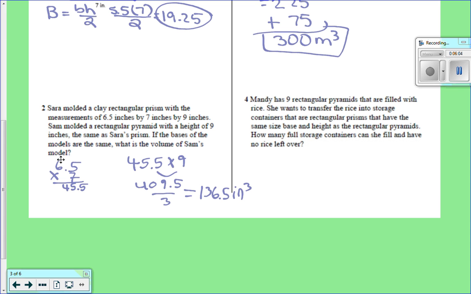Good, so they let you know the height was 9 inches and your volume was 136.5 inches cubed. Let's give them one big clap. 1, 2, 3. Questions? All right, Nikhil, come on down.